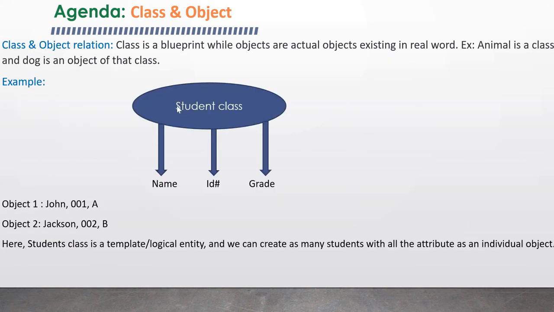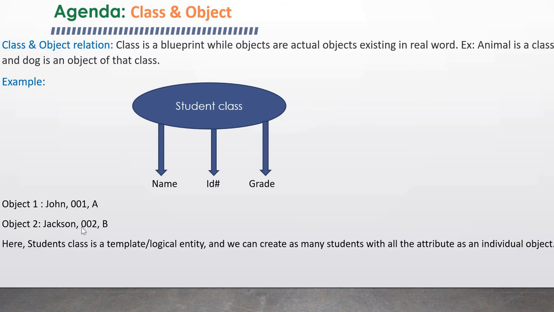Now here is an example again. We can consider a student class. If we see student as a class, then some properties of this class are like name, ID, grade, and with a combination of these properties, name, ID, grade, you can make an object. For example, you can say object 1, or student 1, the name is John, the ID is 001 and the grade is A.